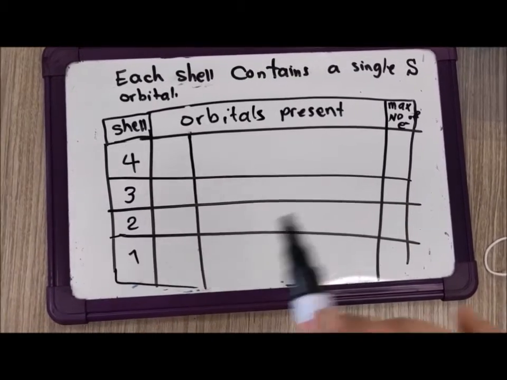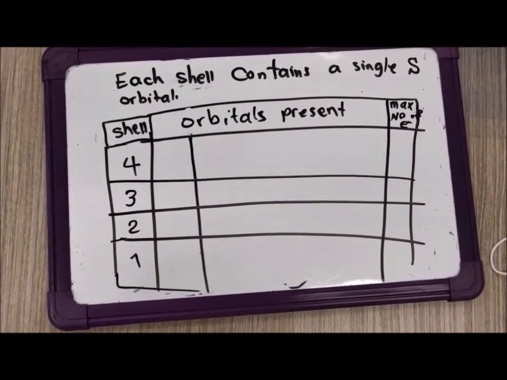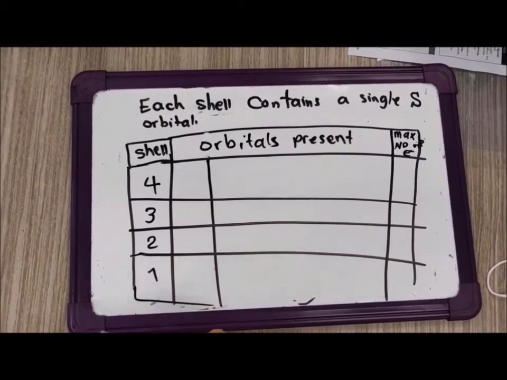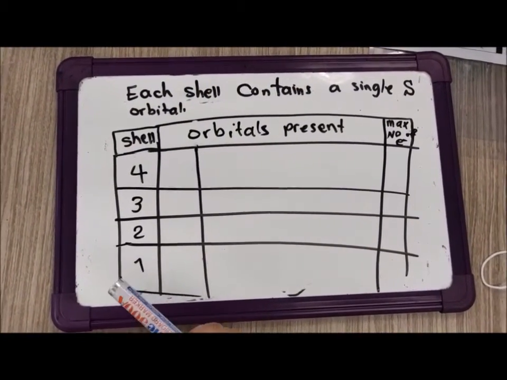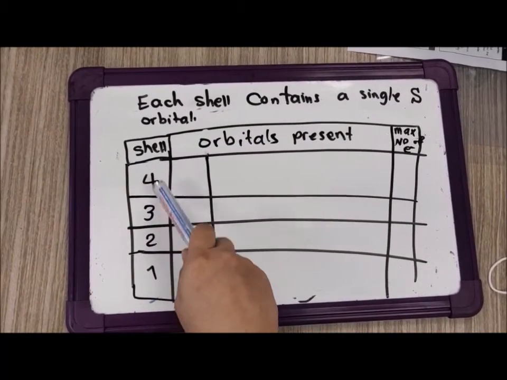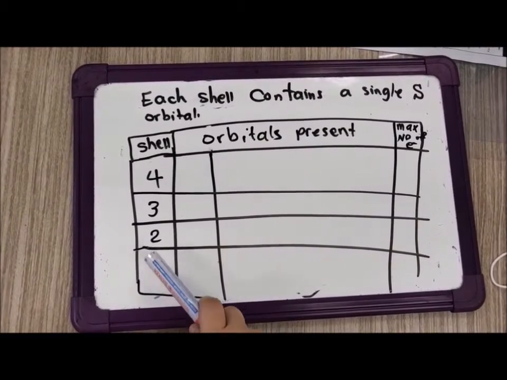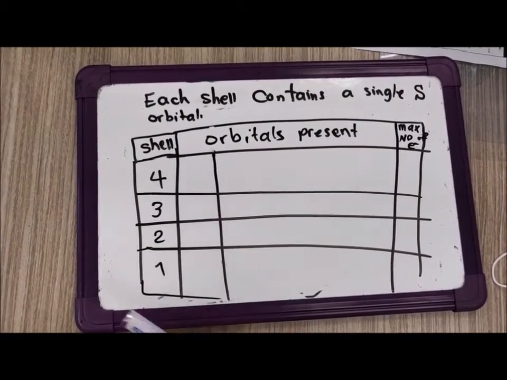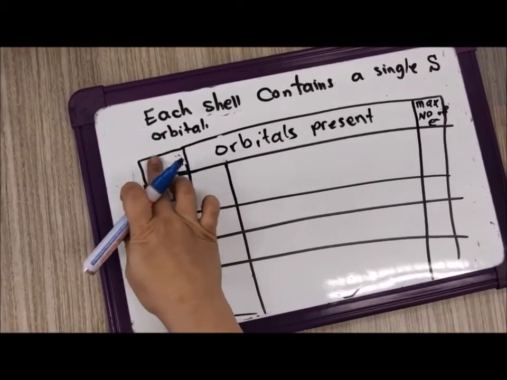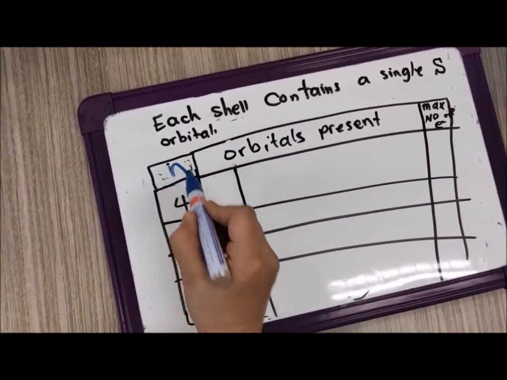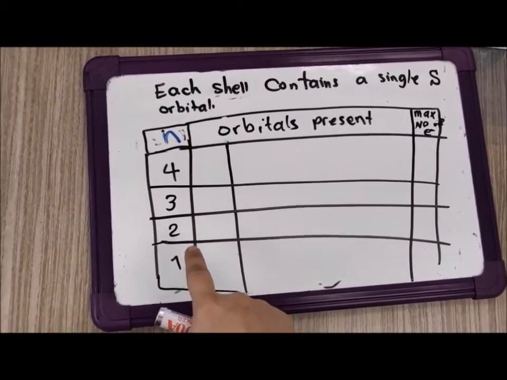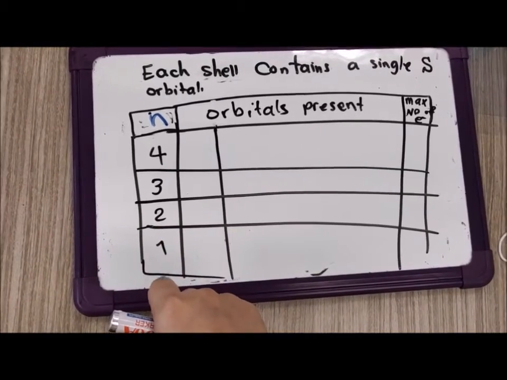Okay? I think it is better for you to understand if I show it with this table. So imagine that we have this table. I want to show that first of all, each shell, shell 1, shell 2, shell 3, shell 4, these are the principal quantum numbers, or n. I can put n, now you know what n means, principal quantum number. Each of them has 1 single s orbital.